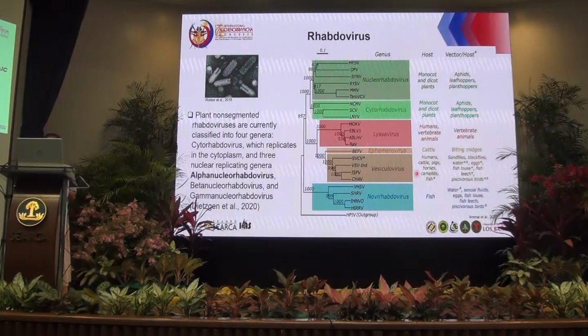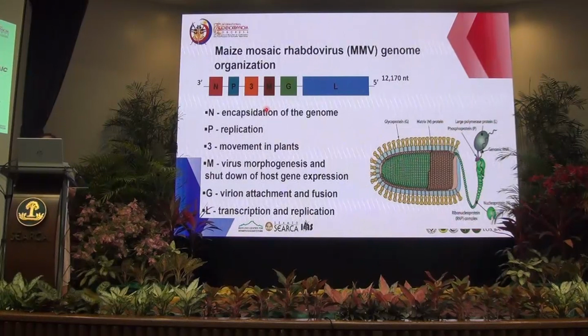You see here the picture of a negative contrast electron micrograph of vesicular stomatitis Indiana virus particles. This is the virus that infects big animals like cows, goats, sheep.